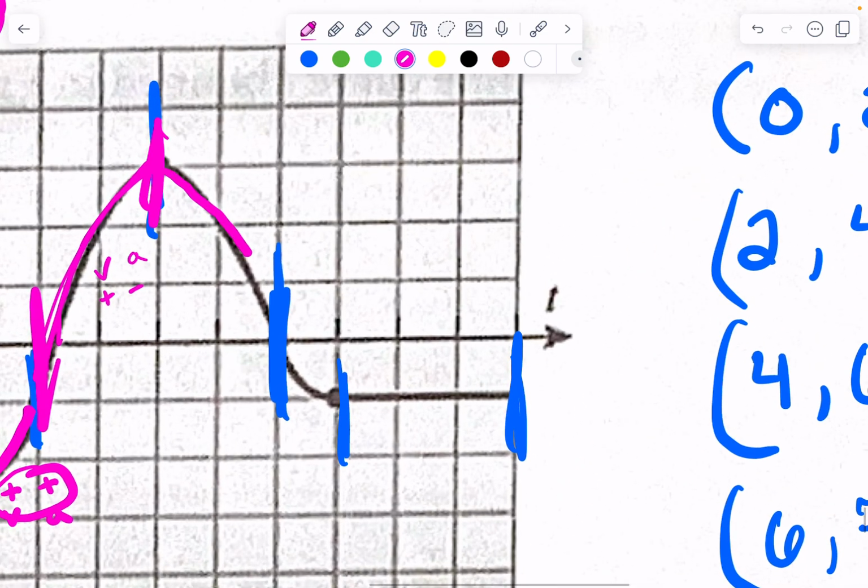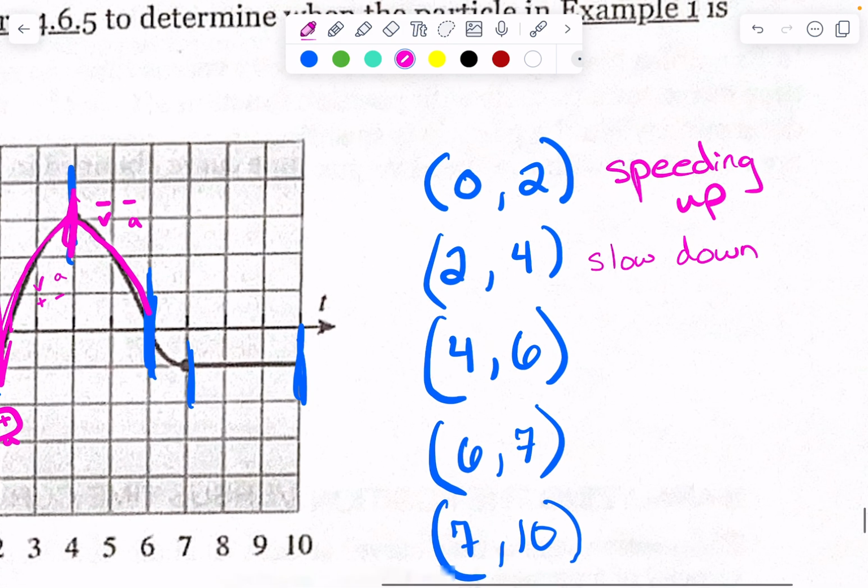All right, now this guy is decreasing, so he's negative for velocity. That's first derivative, decreasing. But then he's concave down, so he's negative for acceleration. So I've started to speed up again.